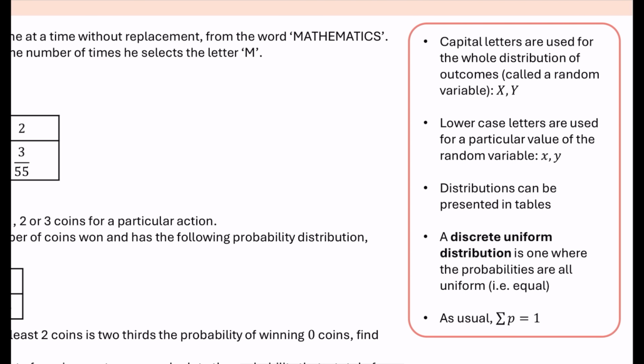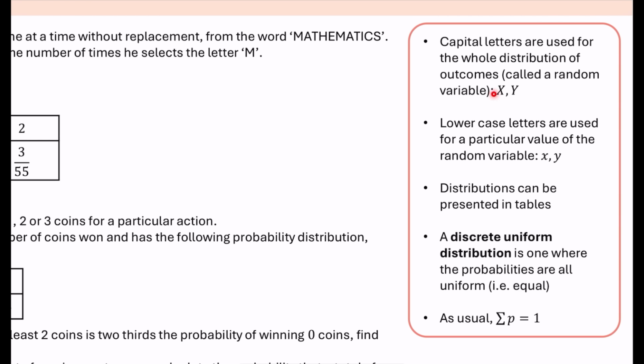So just a quick little bit of background about this. When we use a capital letter in statistics, we are using capital letters for the whole distribution of possible outcomes that we have. And this is called a random variable. And actually it's a discrete random variable in A-level maths because we don't look at continuous ones. And so we'd usually use capital X and capital Y. If we use a lowercase letter, this is for a particular value of the random variable. So we'd use lowercase x and lowercase y here.